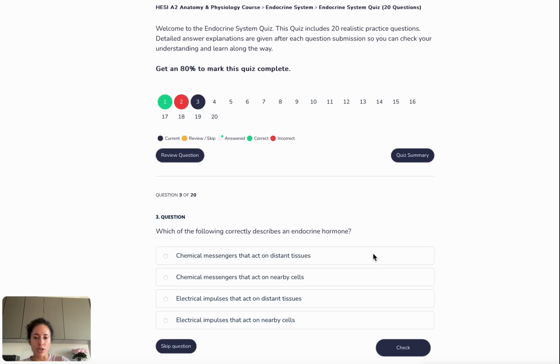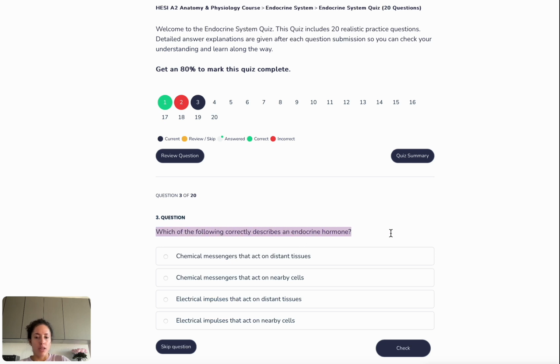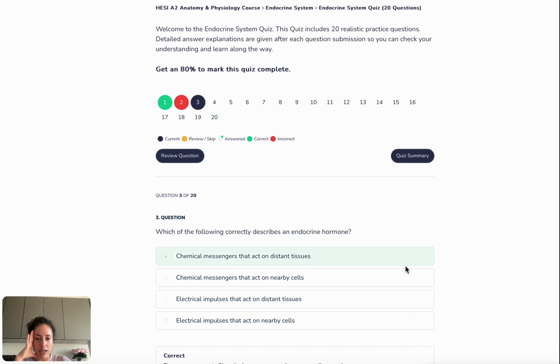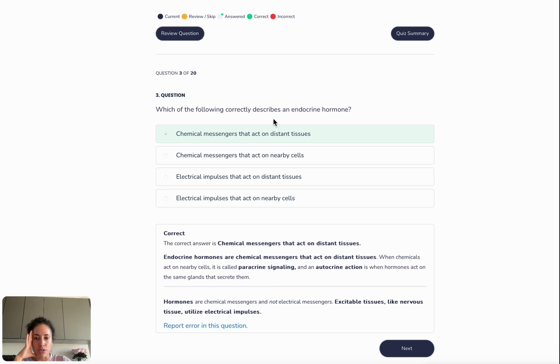All right, next question. Which of the following correctly describes an endocrine hormone? Chemical messengers that act on distant tissues. So what I do is instead of wasting time to see which, I just check the answer. Like, this is cram studying, guys, okay? So this is how I do it. It saves a little bit of time of reading all the answers that are wrong, and that might confuse your mind.